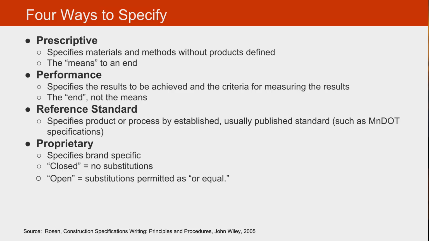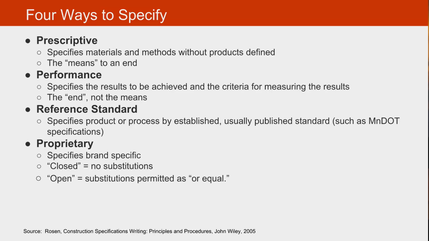Reference standard is probably the simplest of all because it specifies a product or a process by an established and usually a published standard, such as a MnDOT specification, which we'll describe in a moment. And a proprietary specification is brand specific. Brand X. A proprietary specification is brand specific. In other words, Acme Product X.